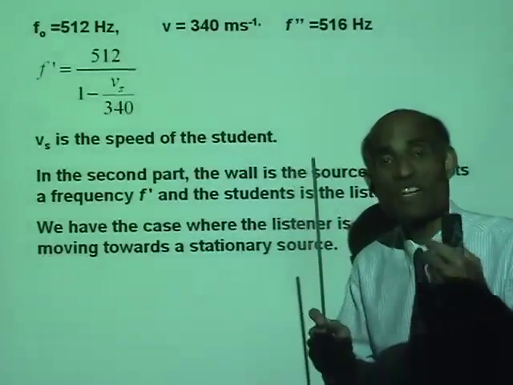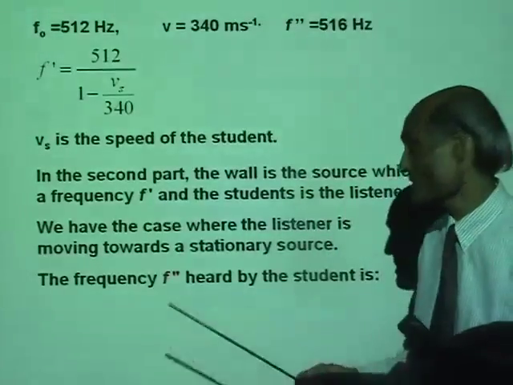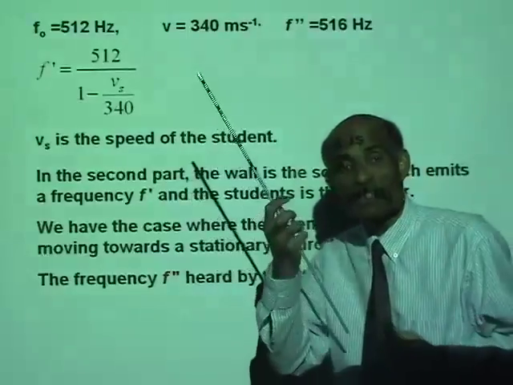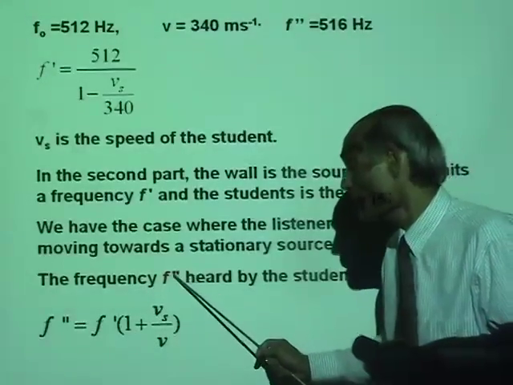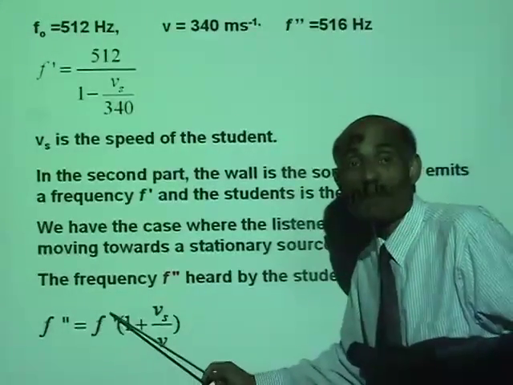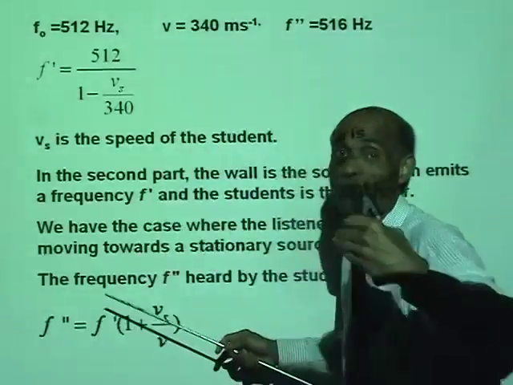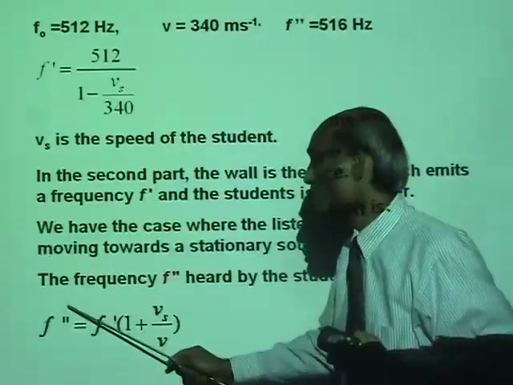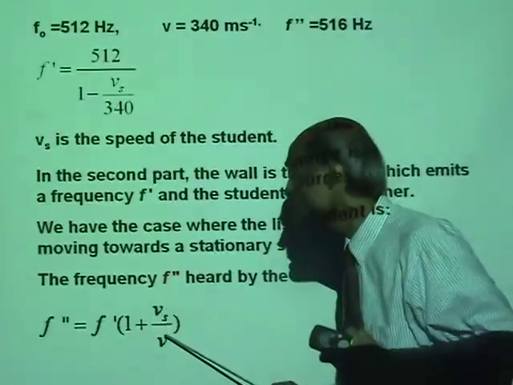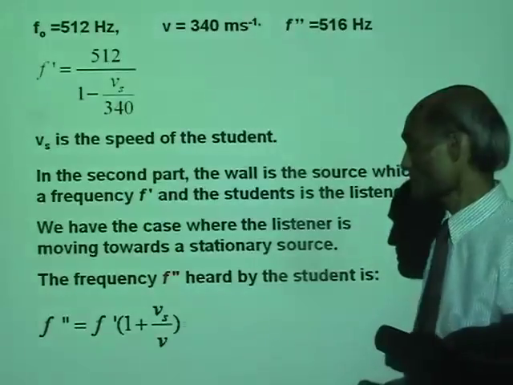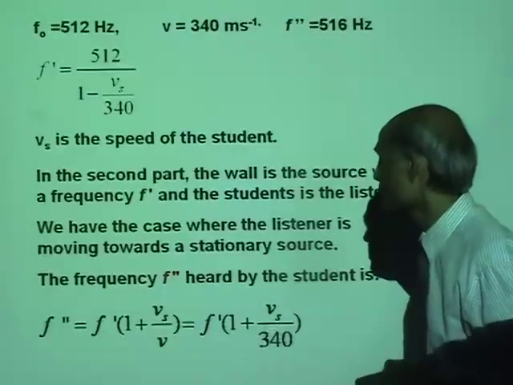What is the frequency that is received by a listener moving towards a stationary source? If f prime is the frequency heard by that listener, then f double prime, not f prime, f double prime equals f prime times, what does f prime stand for? The frequency that is emitted by the wall, which is actually this. So f double prime equals f prime times 1 plus Vs over V. Well, that is f prime times 1 plus Vs over 340.